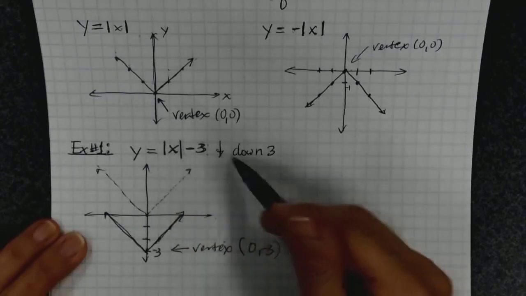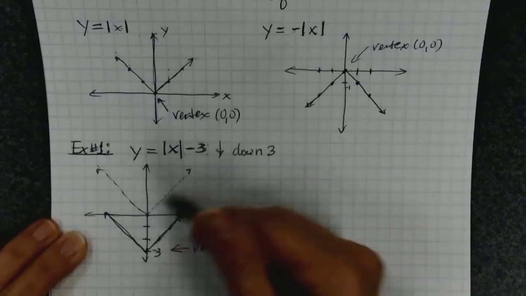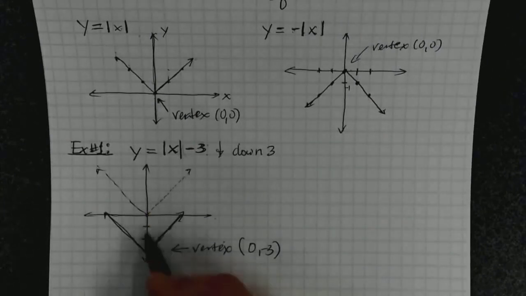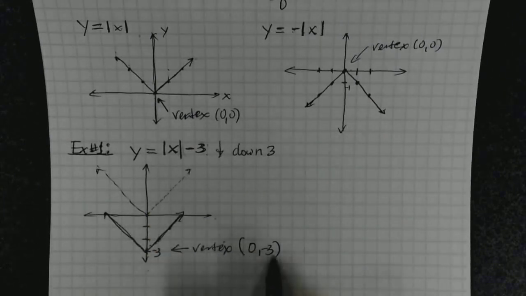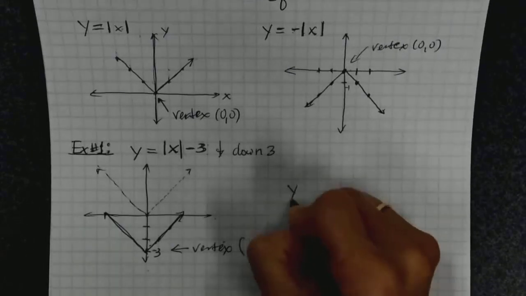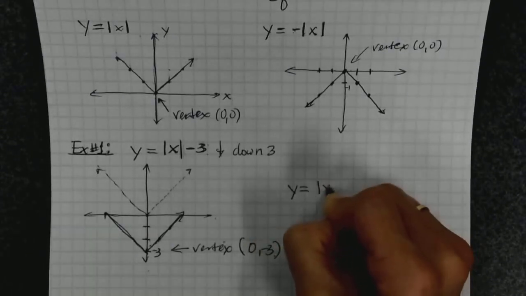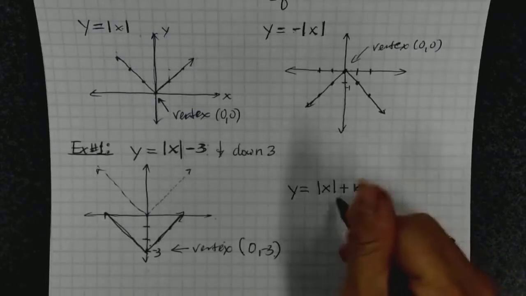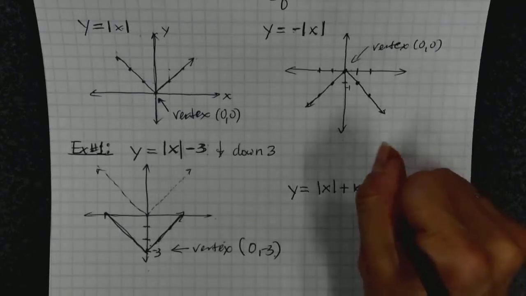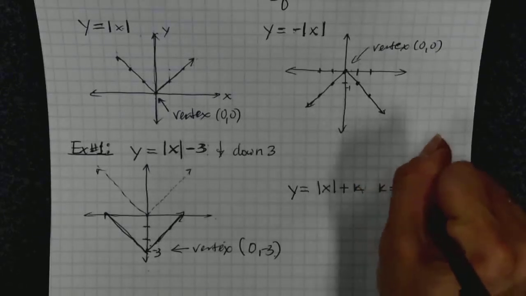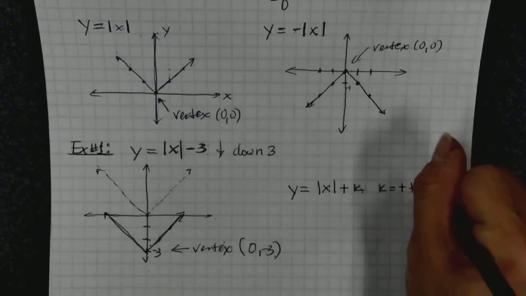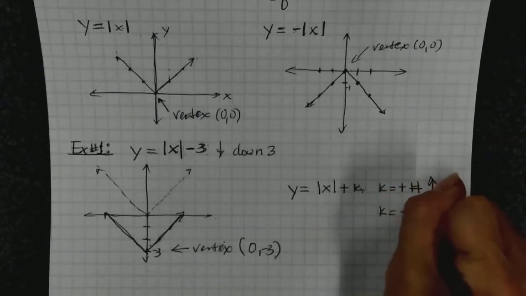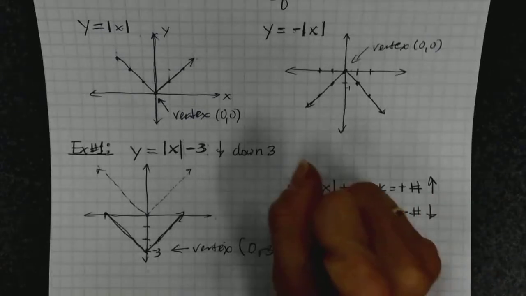So if you see a number on the outside of the absolute value, this will make the whole V transition down 3 units from the origin, with the vertex being at (0, -3). So if you see a form of absolute value of x plus k, with k being the number on the outside of the absolute value, and if k is equal to a positive number, the V will move up. And if k is a negative number, the whole V will move down.